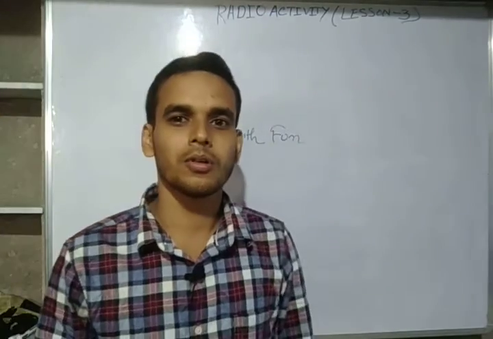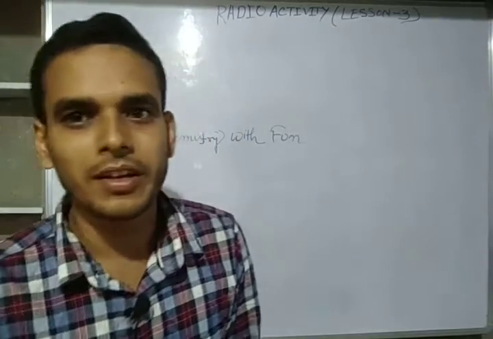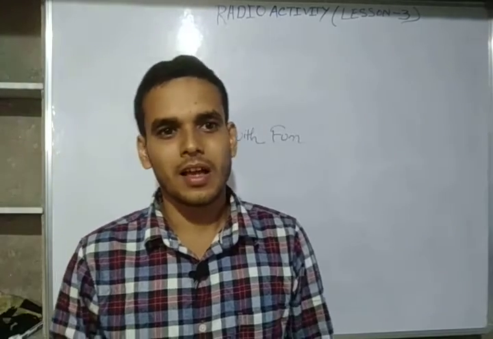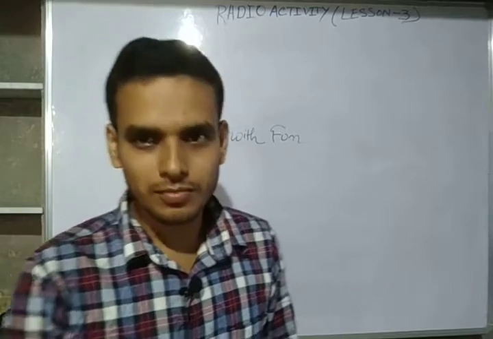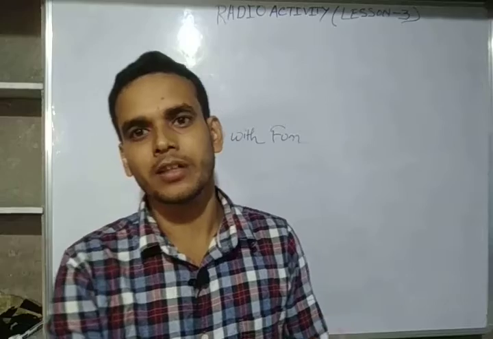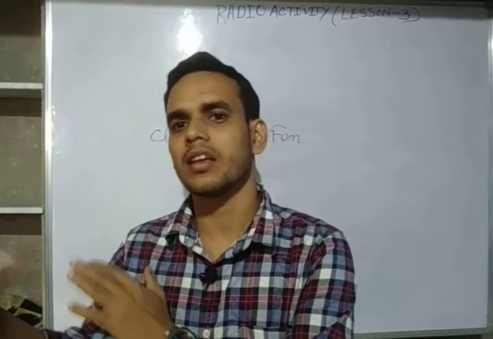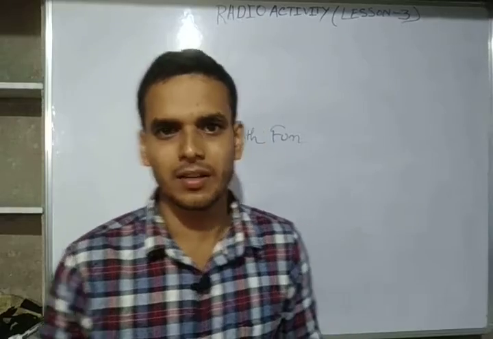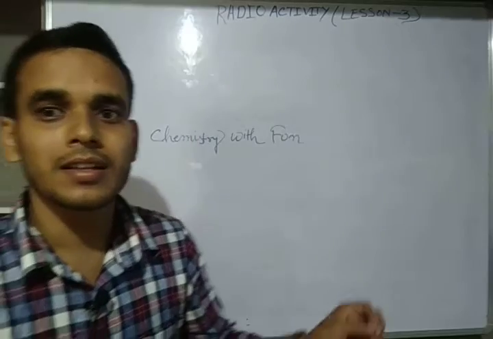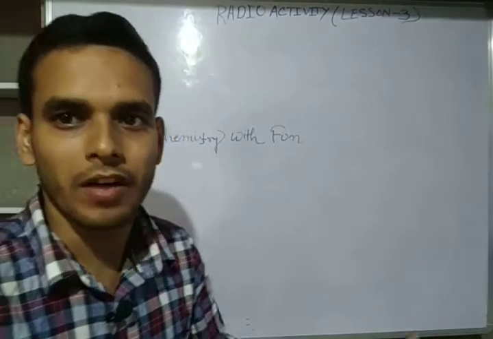In lesson 2, I have discussed the cause of instability of a radioactive nucleus, and the cause is the neutron to proton ratio. The radioactive nucleus becomes stable by emission of alpha particle, beta particle, etc. Today I am going to discuss the properties of alpha, beta and gamma particle.